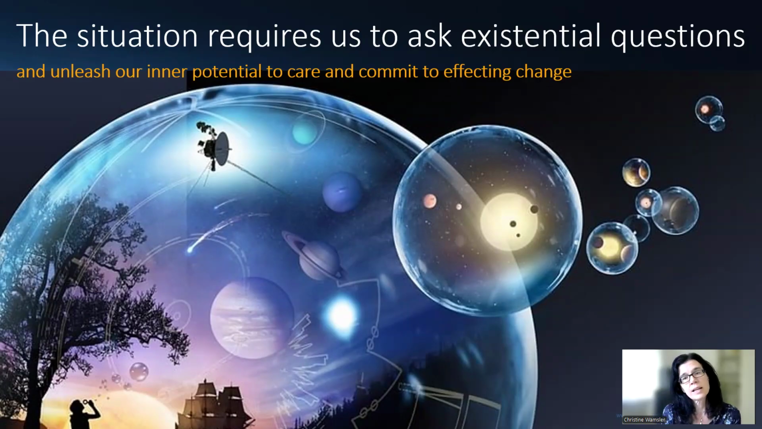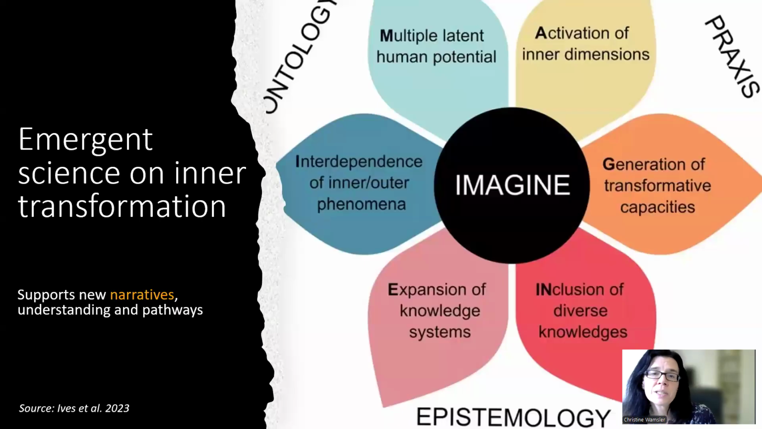And in turn, this requires us to ask how we can then unleash our inner potential to care and commit to effecting change for a better life and to support individual, collective, and planetary well-being. So over the past few years, I and other scholars have increasingly taken up these questions, and our work has led to the emergence of a new field of work. And this new field has different names, such as inner transformation for sustainability, or integrated inner-outer transformation, or even existential sustainability, because of that existential question that it poses.